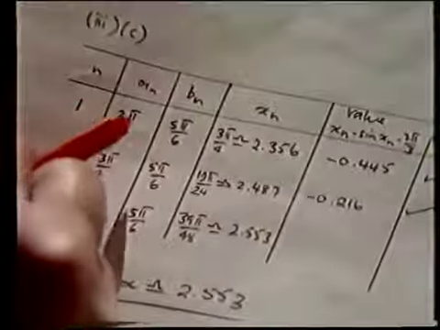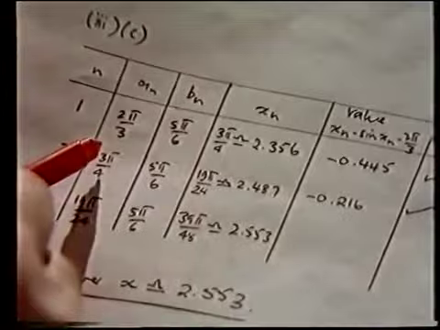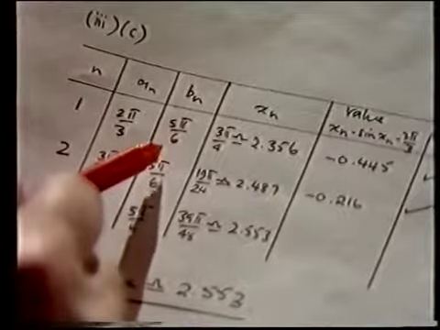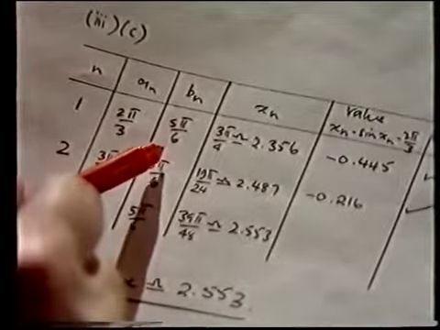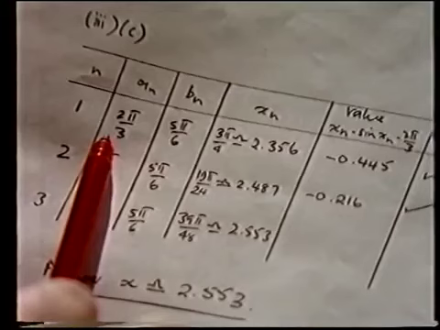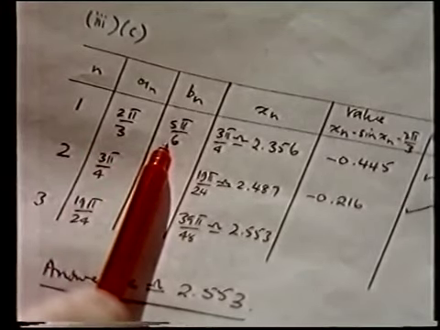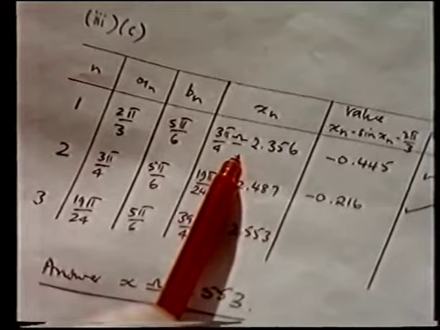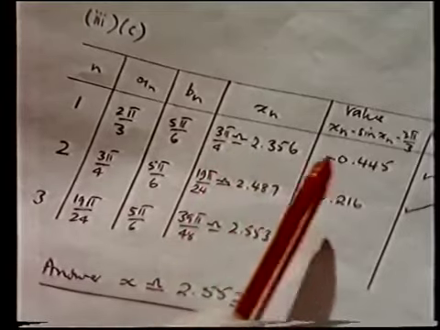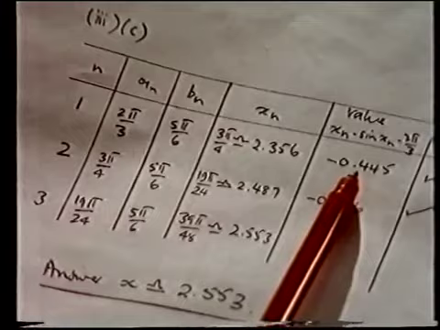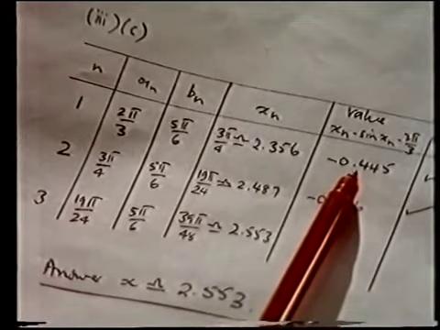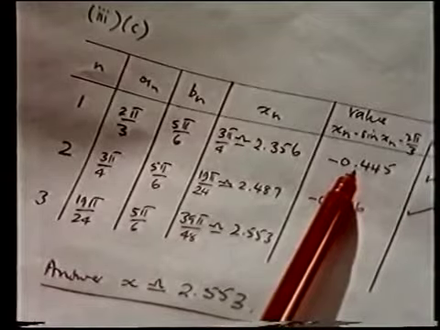All right, let's see how it works in practice by looking at this solution. Here's the student who's chosen a1 as 2 pi over 3 and b1 as 5 pi over 6. Remember that the function was negative at a1 and positive at b1. x1, the first approximation, is the midpoint, and the value of the function at that midpoint turns out to be minus 0.445. Well, that's clearly negative.